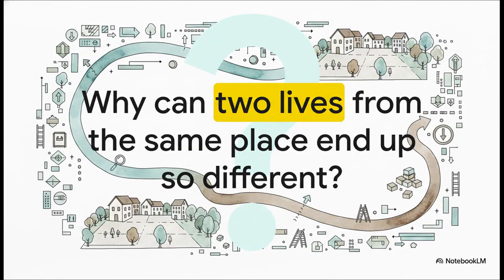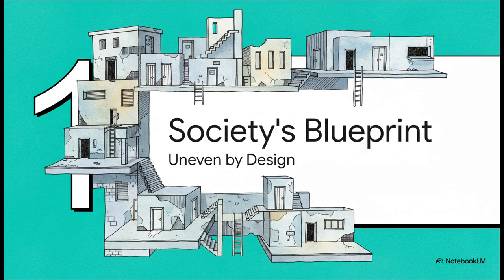I mean, why is it that two people can start out in the same town, maybe even the same neighborhood, and end up on wildly different paths in life? That question gets right to the heart of what we're exploring today. Well, a big part of the answer often lies in what you could call society's uneven blueprint.